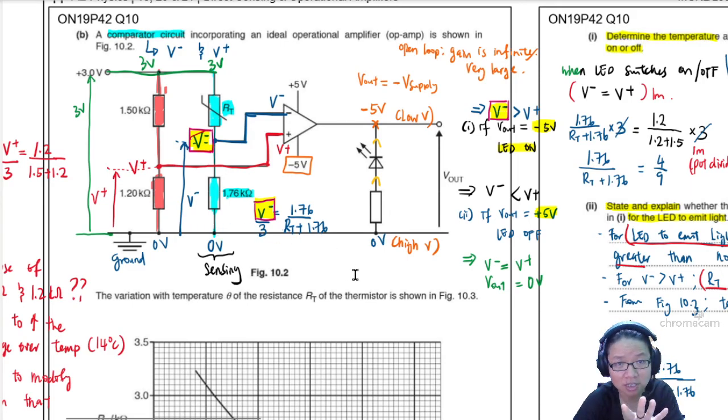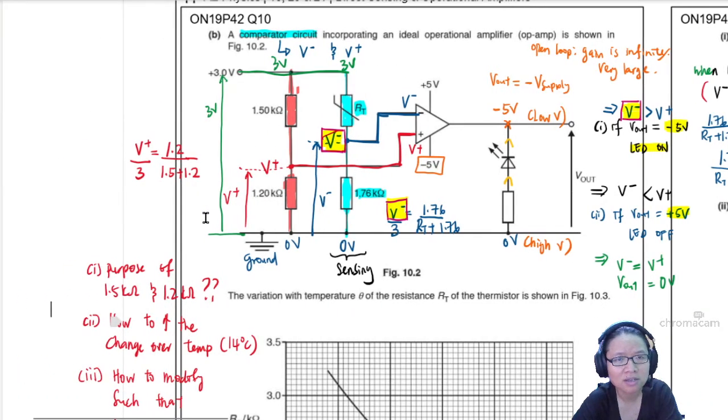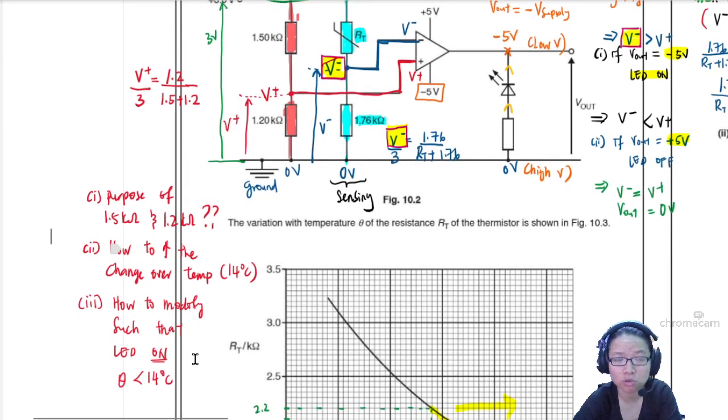If you're interested and you haven't seen the video yet, you can comment down below. Think about it. What changes can we do such that, number one, the changeover temperature is higher than 14 degrees Celsius, and number two, the LED turns on when it's cold? To help guide you, think about why this red color resistor is here. That will actually help you answer the question. And of course, modifying the blue color resistor can also help you achieve the goal.